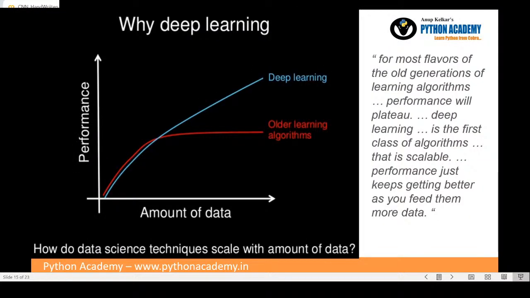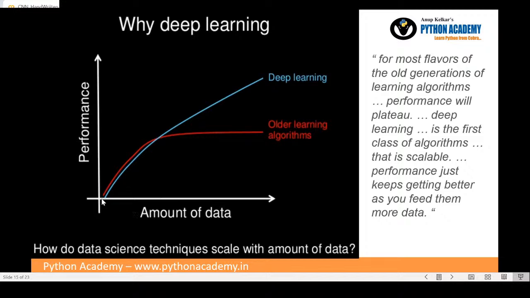Now, why is deep learning becoming more and more popular? Consider how data science techniques scale with the amount of data. Whatever older learning algorithms we have, they have limitations. As the amount of data increases, up to a certain stage the performance will increase, but after that they don't have very good performance. That is the problem because of their limitation. It may be a hardware limitation or a programming or software limitation, but both put them at the lower end, whereas deep learning is increasing rapidly.